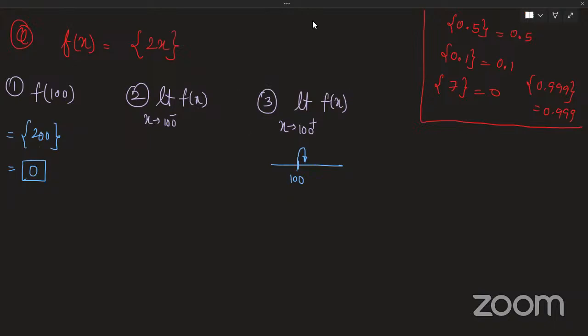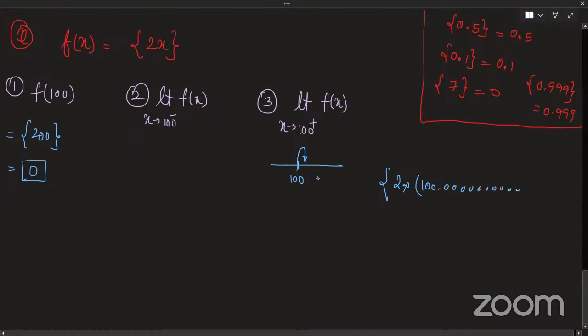Why is it 0? See, I'll just show you why it is 0. Because it is just a very small value greater than 100, like 100.0001. So it is basically the fractional part of 2 times 2 multiplied by 100.00000000001. Right? How much is this? When you take the fractional part, it will be 200.0000 with many zeros and then a 1 or a 2 at last. Fine. So the decimal part will be equal to 0.